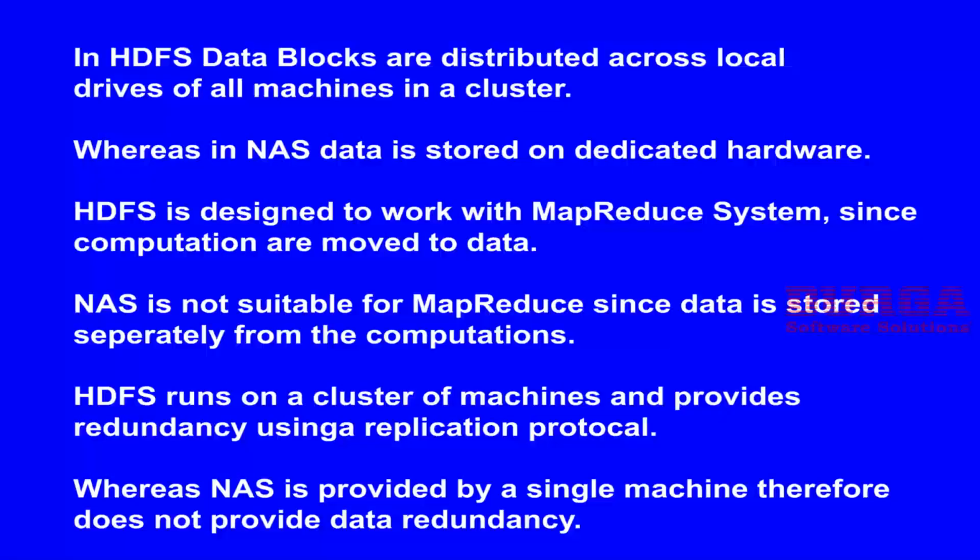In HDFS, data blocks are distributed across local drives of all machines in a cluster, whereas in NAS, data is stored on dedicated hardware. HDFS is designed to work with the MapReduce system, since computation is moved to data. NAS is not suitable for MapReduce since data is stored separately from the computation. HDFS runs on a cluster of machines and provides redundancy using a replication protocol, whereas NAS is provided by a single machine and therefore does not provide data redundancy.